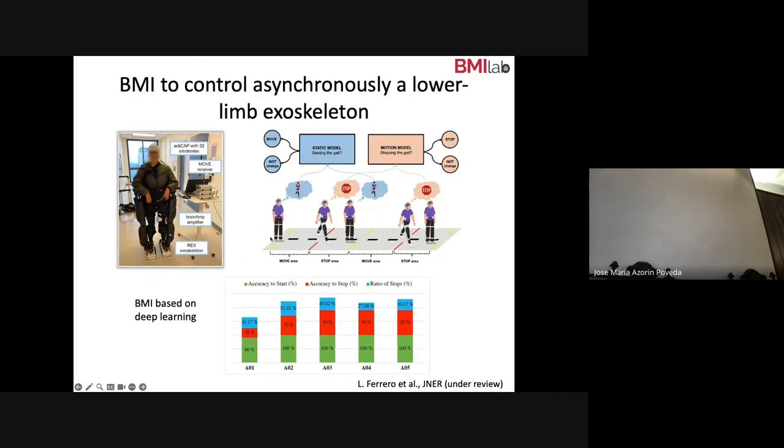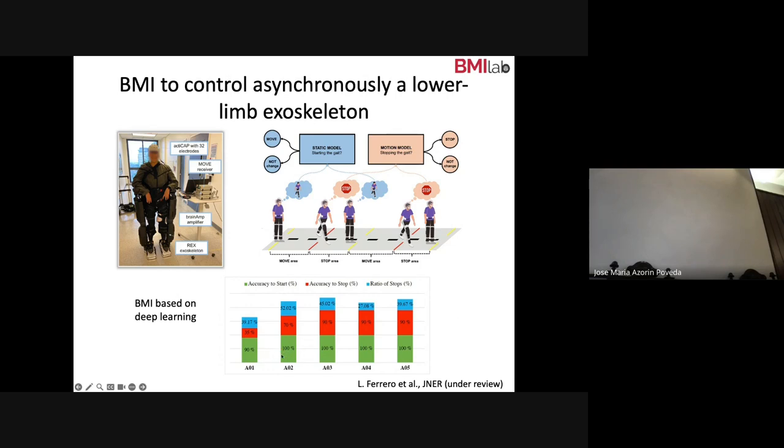In this case, you can see here some yellow lines. At that moment, the person has to think about moving his legs if he wants to start the movement of the exoskeleton. And after this red line, the person has to start to think about stopping the exoskeleton. I have to say that there is not any acoustic sound. We only say to people, after the red line, when you want, you have to try to stop the exoskeleton. So we did some experiments, and we verified that it's easy to start the movement of the exoskeleton. You can see here the results in green.